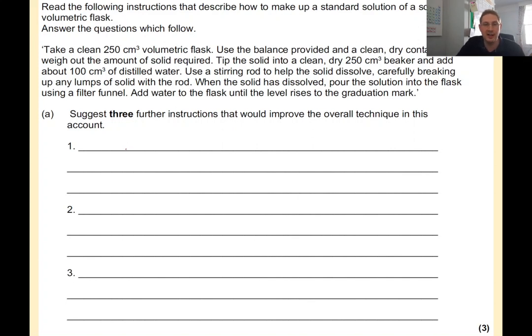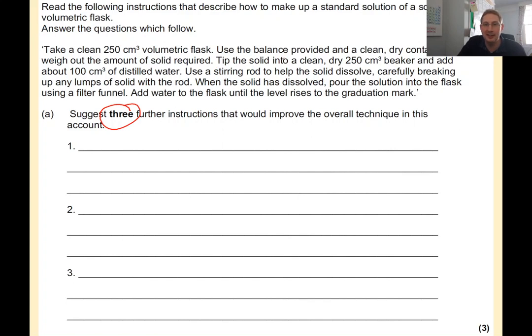Here's a question from an exam paper. Read the following instructions to describe the standard solution. Take a clean 250 centimeter cubed volumetric flask, use the balance and a clean dry container to weigh out the amount of solid required, tip the solid into a clean dry 250 centimeter cubed beaker, add 100 centimeter cubed distilled water, help the solid dissolve, breaking up any lumps. When the solid is dissolved, pour the solution into the flask using a filter funnel, add the water to the flask until the level rises to the graduation mark. Suggest 3 further instructions that would improve the technique.